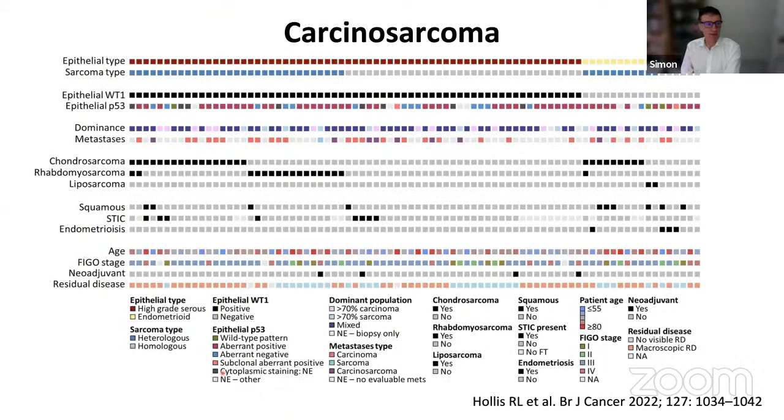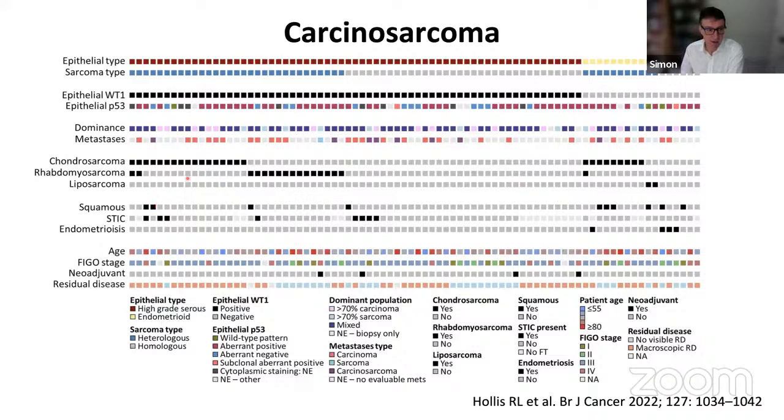So this is the clinical pathological review, and you'll see the epithelial type in the vast majority was serous, but a significant minority endometrioid. The sarcoma type was homologous and heterologous in roughly equal parts. P53 mutation was extremely common, but not universal. We had a couple of liposarcomas, which interestingly both were associated with an endometrioid epithelial component.